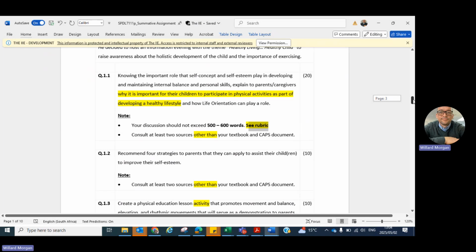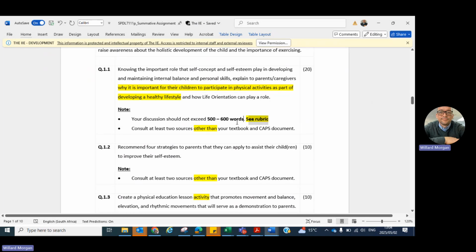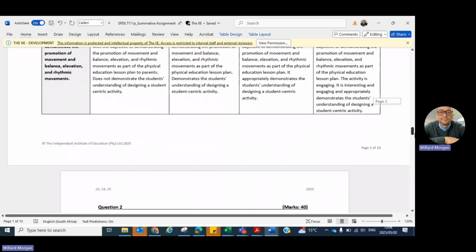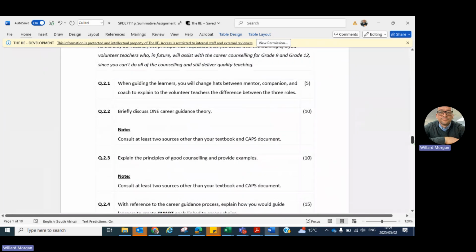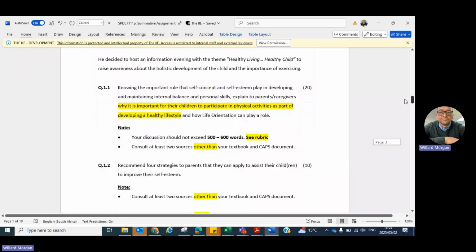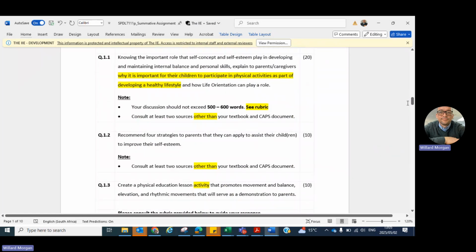Another important one to point out, this one clearly says an essay or discussion of 500 to 600 words. And then further down in question 2, which we'll get to now, it just says discuss one theory, discuss this. I'm going to talk about mark allocation and figuring out your marks based on that now. But there is a clear difference: this one has got a word count. You can read all of this, the importance of self-esteem and self-concept, and what they're asking you to do is to state why it's important for children to participate in physical activities.